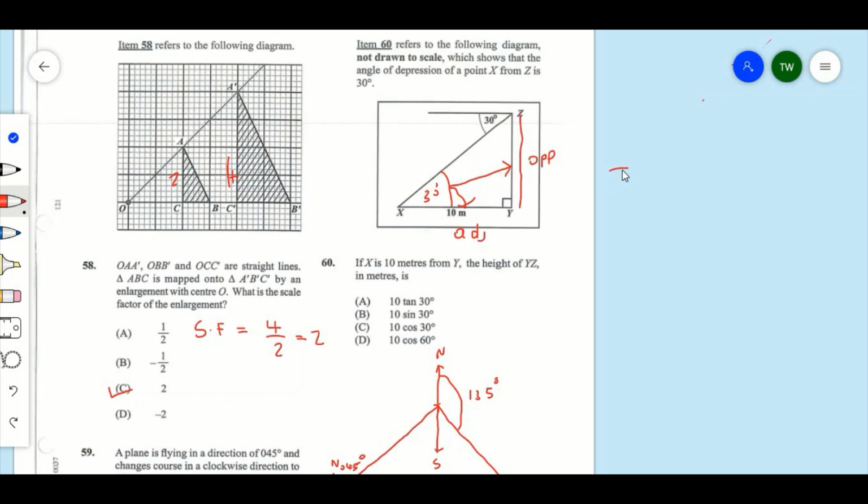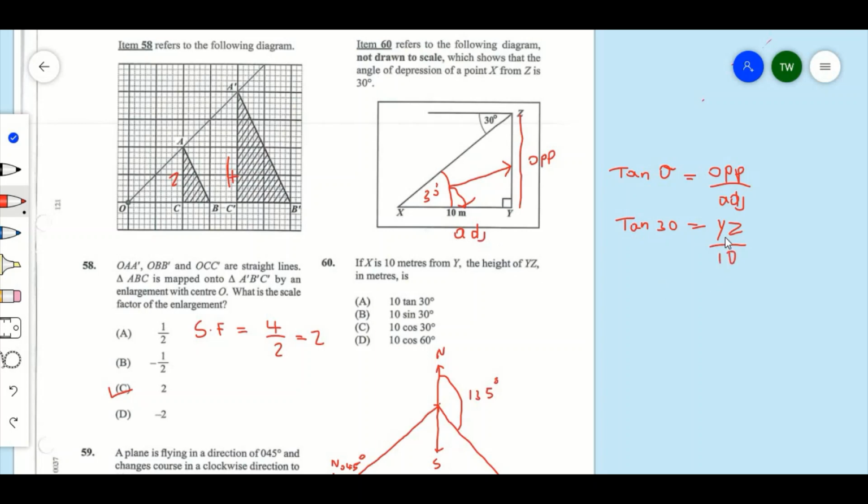So we know that tan theta is going to equal the opposite length over the adjacent length, right? And the angle here is going to be 30. So what we're going to do is substitute these values. So therefore, it's going to be tan of 30 degrees is going to equal the opposite side, which is YZ in this case, over the adjacent side, which is going to be 10 in this case.